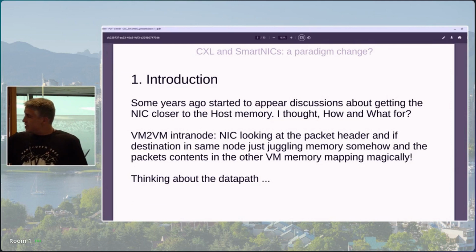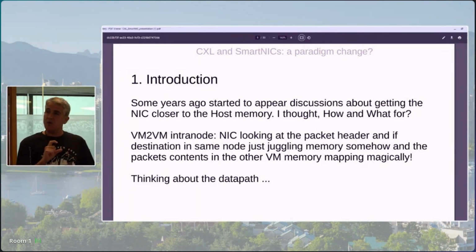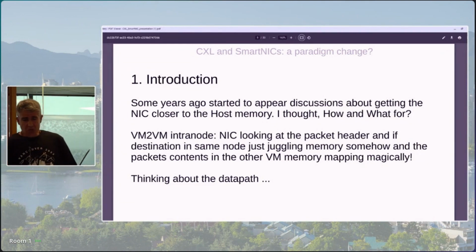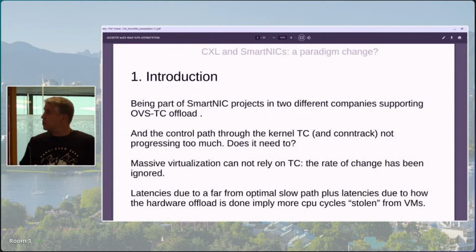But I think it's important because if you think about CXL and NICs and networking, the most natural way of thinking is the data path. How can we send packets faster? How can we lower the latency, right? So my talk is not about that. My talk is about the control path, okay?